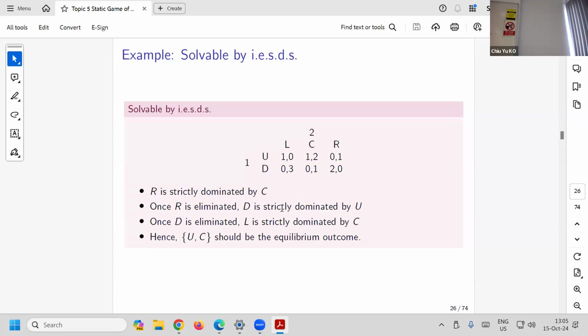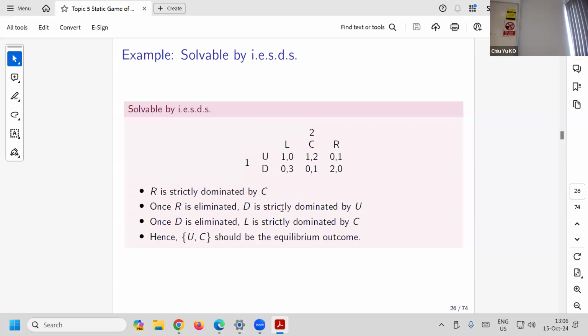Unfortunately, player one cannot say U is better or D is better, because U is better under L and C, while D is better under R, right? 2 is better than 0. So it's not entirely clear whether U is better or D is better. For player two, it's also the same. It's unclear which one is better.